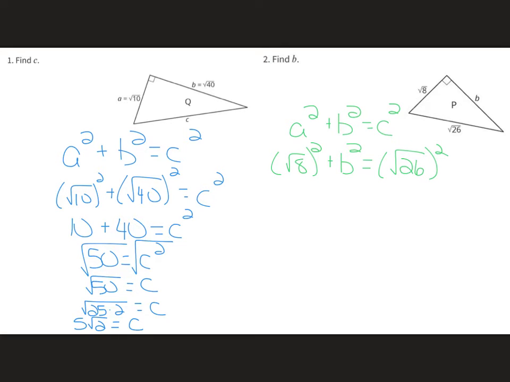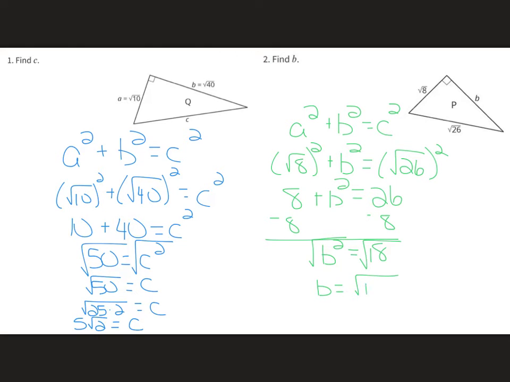You can plug this into your calculator, or you can know that if you square a square root, you get the radicand. So the square root of 8 squared is 8, plus b squared equals the square root of 26 squared is 26. Now this is going to be like a one-step equation. We're going to subtract 8 from both sides, and we get b squared is, what is that? 26 minus 8 is 18. So I'm solving for b. So I don't want b squared. B squared is the area of the square off of b. I want the side length. So my inverse operation is taking the square root, and I get b equals the square root of 18.